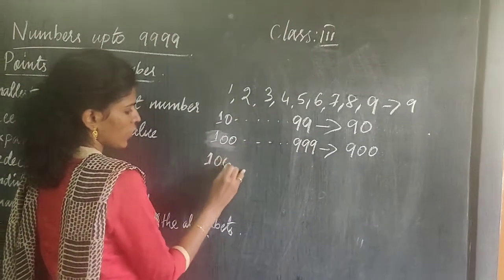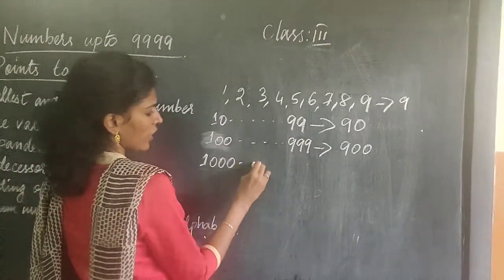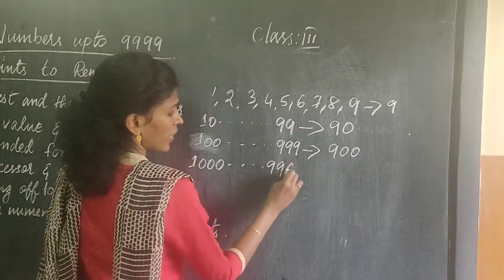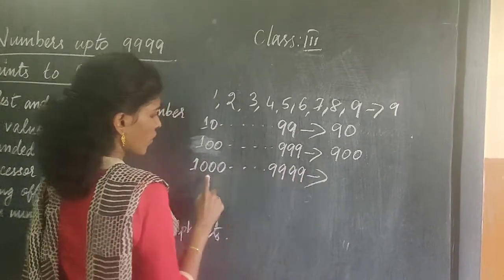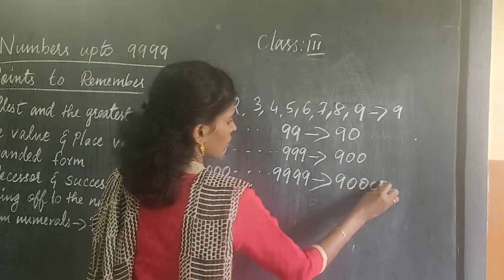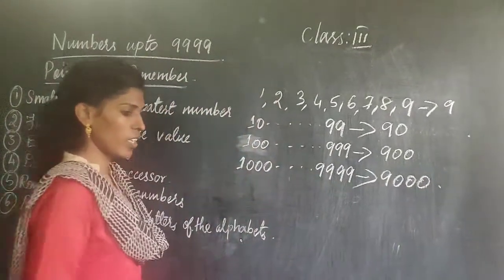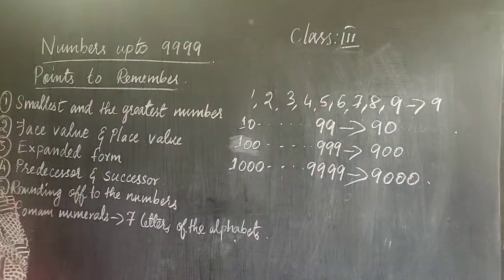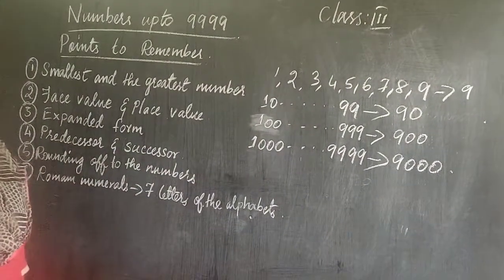Again, 4 digit numbers start from 1000 and end at 9999. So between 1000 and 9999 there are 9000 numbers. You will remember this and keep it in mind, because this can be asked in fill in the blanks.